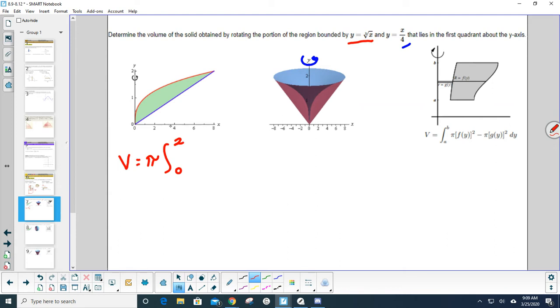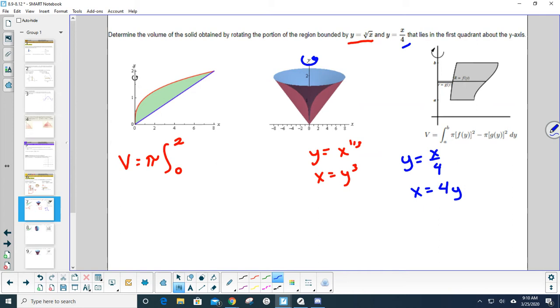Now, since we're rotating it about the y, we have to take both of these and set them equal to x. So I'm going to do the red one first. If I have y equals x to the 1/3 power, and I solve it for x, I get x equals y cubed. And for the blue one, if I have y equals x over 4, I'm going to have x equals 4y. So the first thing I have to do is make sure I have everything in terms of y because I'm rotating about y, and I have to make sure my bounds go up and down.